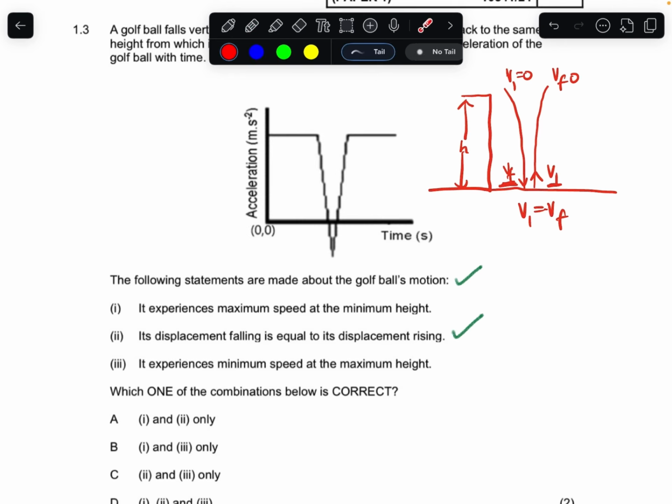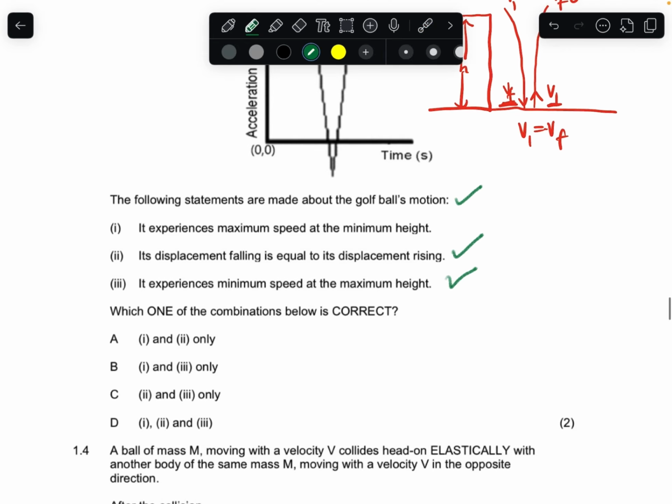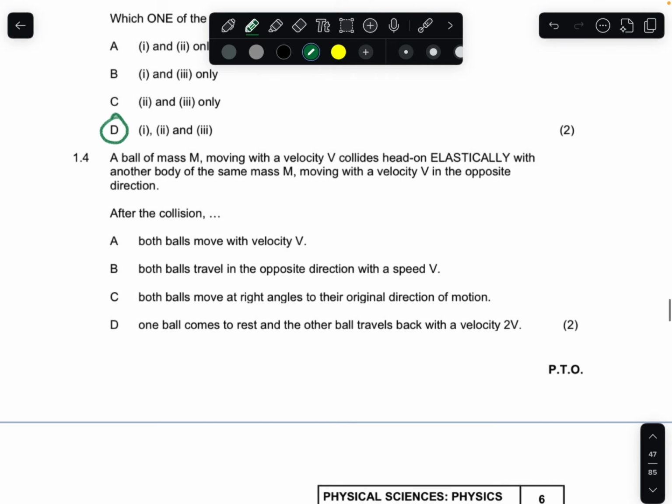Now let's look at 3. It experiences the minimum speed at the maximum height. At the maximum height, if you look here, it experiences the minimum speed, which is zero. And also here at the maximum height, it experiences the minimum speed, which is zero. This is also correct, right? So the correct option here is D. I hope that makes sense.